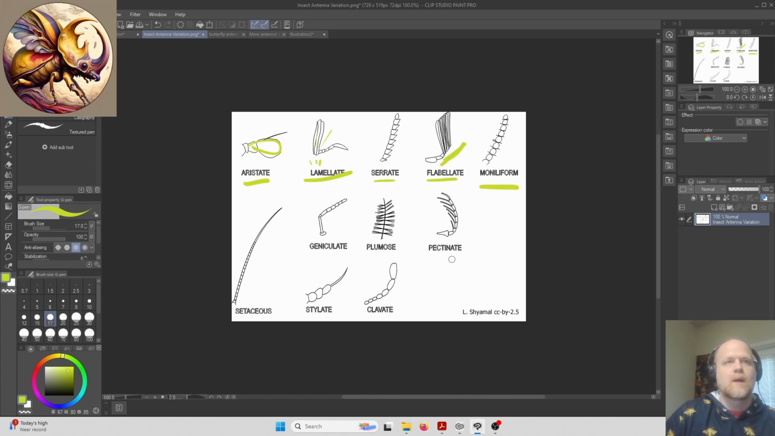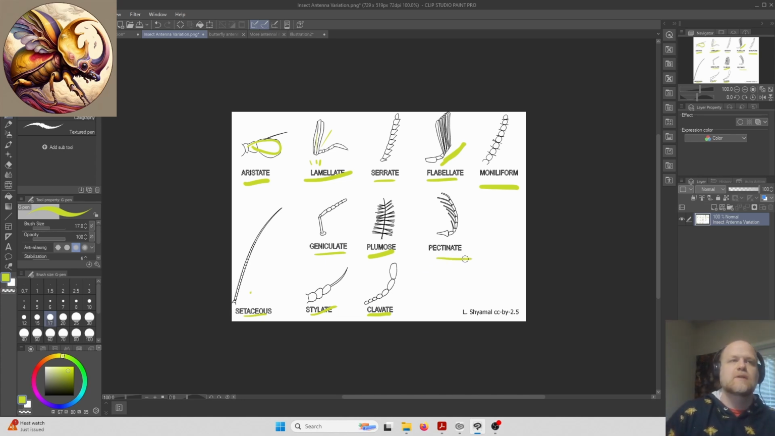Moniliform is something that you see quite a bit in termites and things like that. These are the string of beads. All of the little bead segments are roughly the same size. Plumose is common in like mosquitoes and butterflies and moths, things like that. Setaceous is, think cockroach antennae. Stylate is usually, again, found in flies. I'll show you pictures of all of these. Geniculate is usually associated with ants, although there are some beetles with it. And then clavate, again, this is kind of the generic insect antenna.